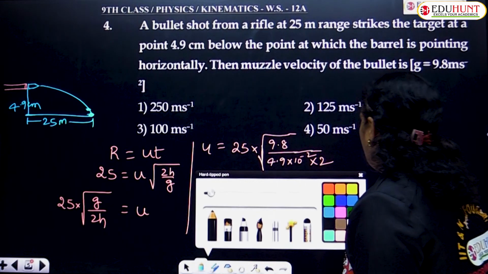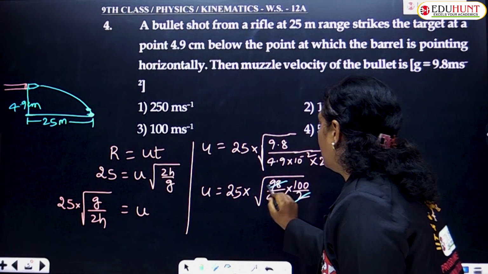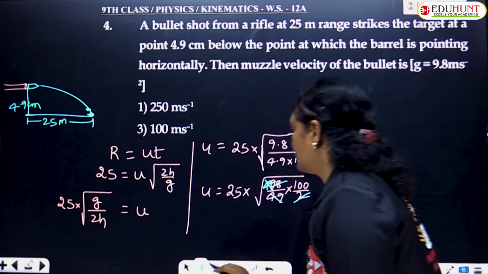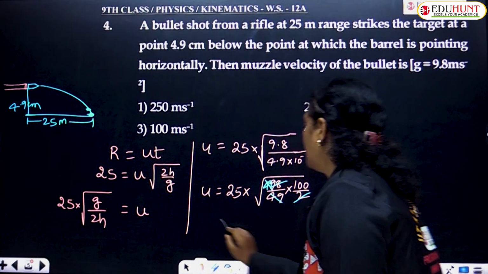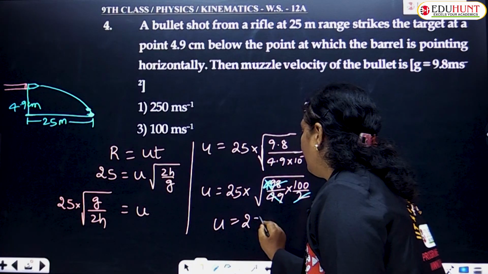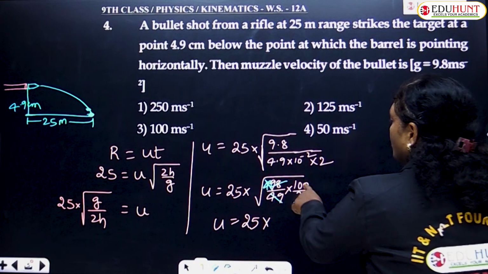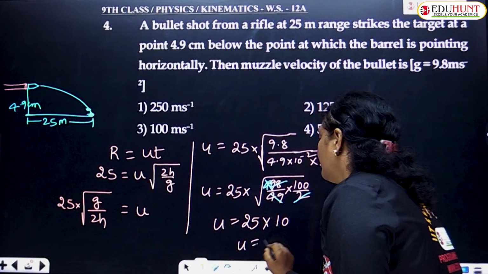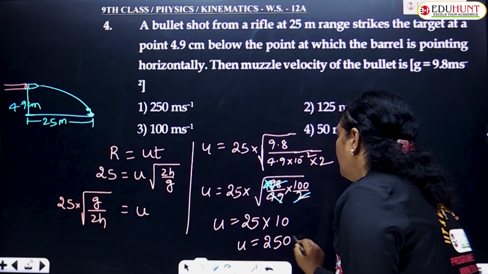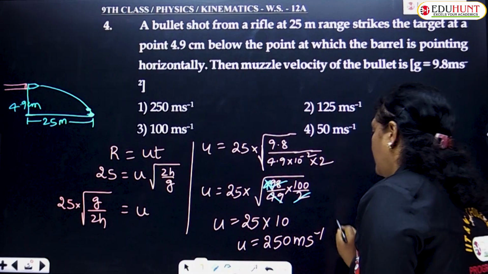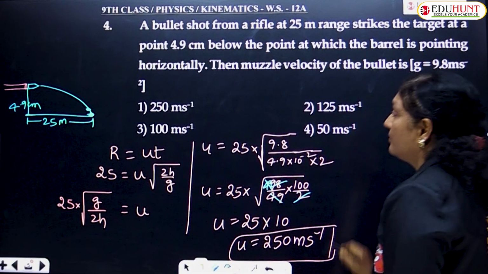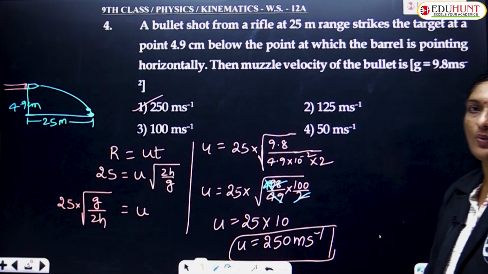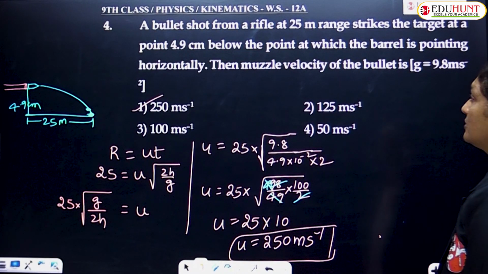So by 2, then how much will it be, children? 2 goes 49 times. This 49 and 49 will get cancelled. Then you are left with U is equal to 25 into root over 100, which is 10. Hence, the value of U is found to be 250 meters per second. So, option number 1 is true. Okay. Well, moving to the next question.